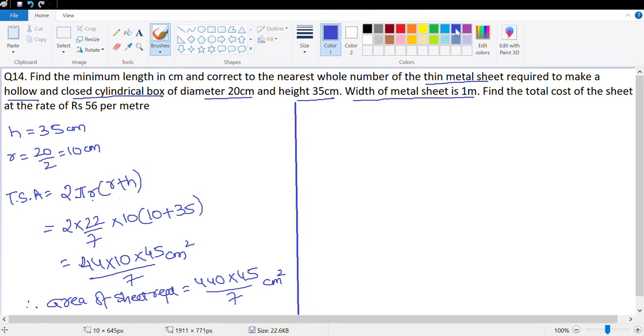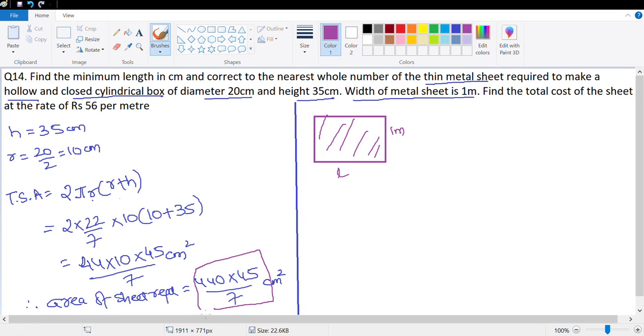Let's see what the question says. Question says the width of the metal sheet is 1 meter, which means if this is the metal sheet, the width of this is 1 meter. We need to calculate the length. So this is the area which we've calculated. We need to find the length, which is 440 into 45 upon 7 will be equal to length into breadth. So length into breadth, in this case 1. So L will be equal to 440 into 45 upon 7. Now we'll have to multiply.